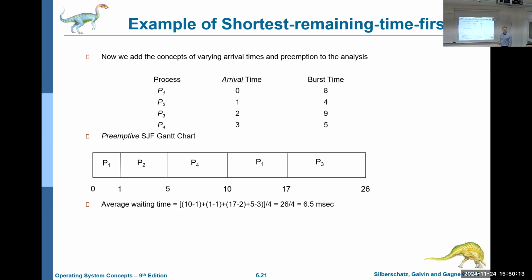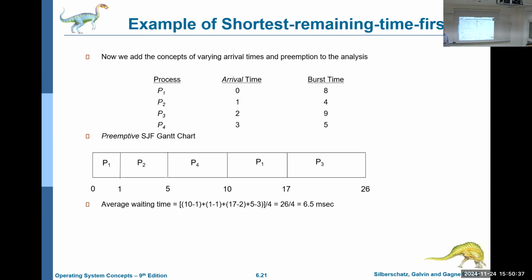Is that right? 31 divided by 4. Yeah, right. Good, 7 3/4. So is it better? 7 3/4 is worse. So it is worse than the preemptive version, which means the preemptive version is more optimal.